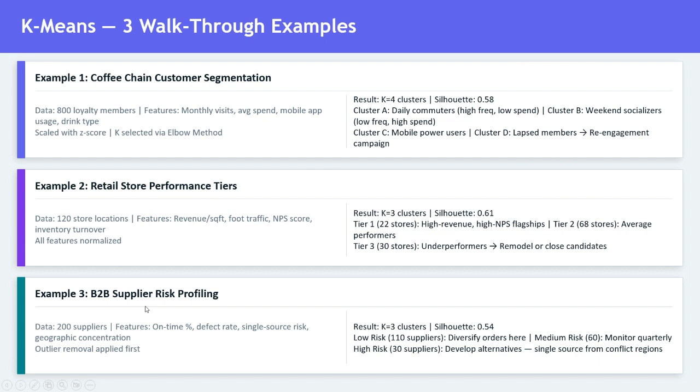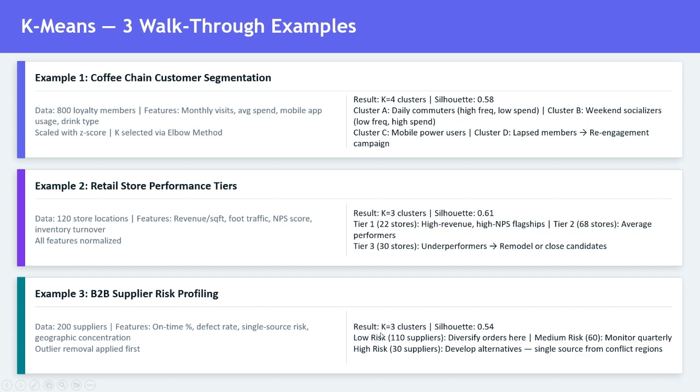B2B supplier risk profiling. Here we have 200 suppliers, the last example. 200 suppliers, which is more than 100, so it meets the data requirements. Features: on-time percent, defect rate, single source risk, and geographic concentration. Outliers are removed. And so this is a methodology if we have severe outlier issues. If it's appropriate on the analytics side to remove those outliers, which can sometimes happen, then we can start using K-means with a little bit more strength.